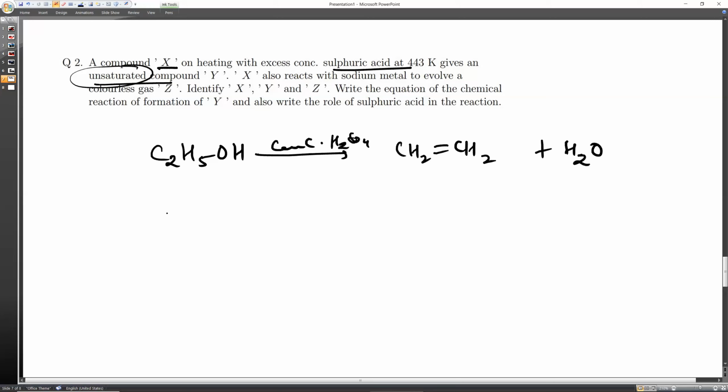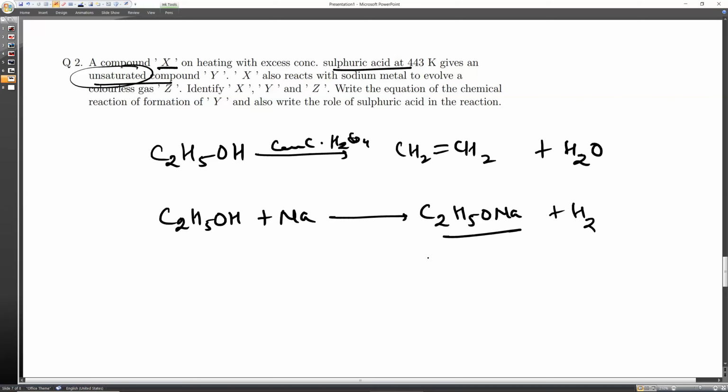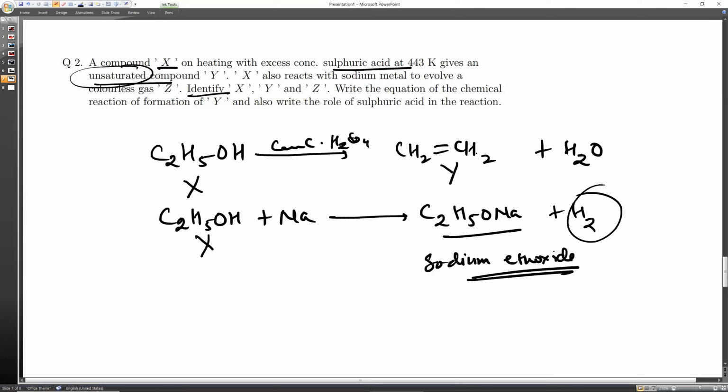And the same C2H5OH, when it reacts with Na, will give you C2H5ONa, sodium ethoxide, plus hydrogen gas. Got it? Yes, sir. Understood. So, identify X, Y, and Z. So this is X, this is Y, and the hydrogen gas, it is talking about the gas Z. Sodium ethoxide to evolve a gas Z. So Z gas is this one.